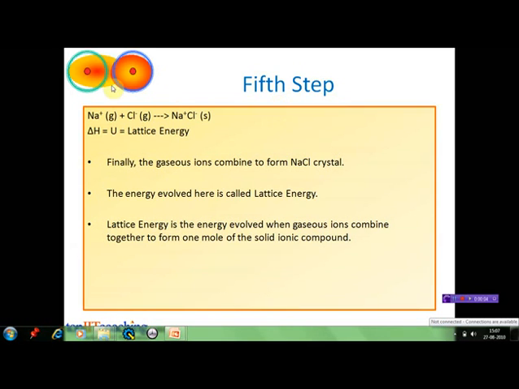In the fifth step, gaseous ions, that is sodium ion and chloride ion, combine to form solid sodium chloride crystal, and the energy evolved in this step is known as lattice energy. As we discussed earlier, lattice energy is the energy evolved when gaseous ions combine together to form 1 mole of the solid ionic compound.